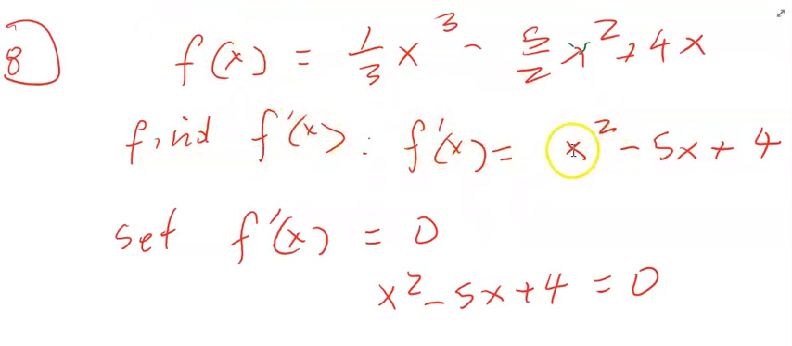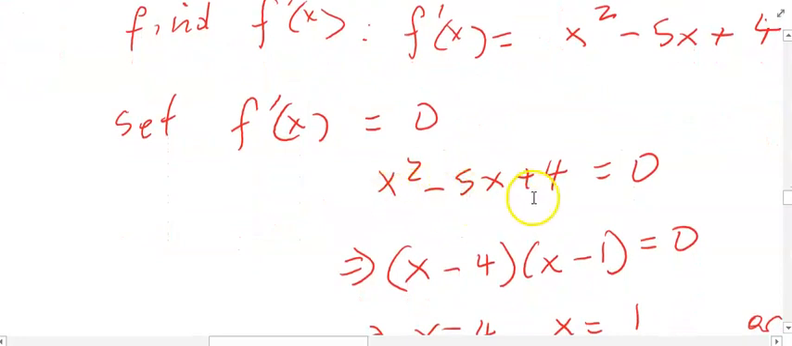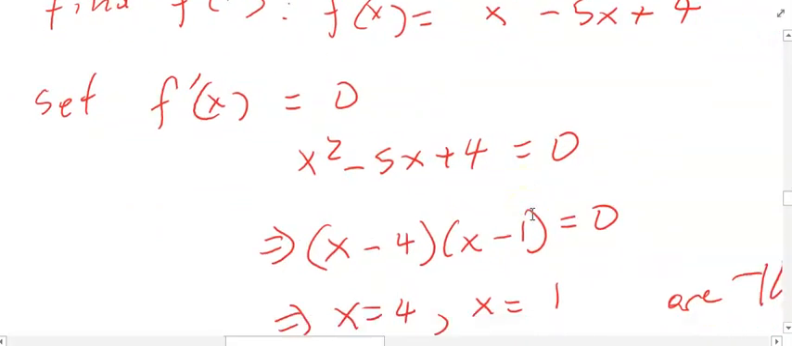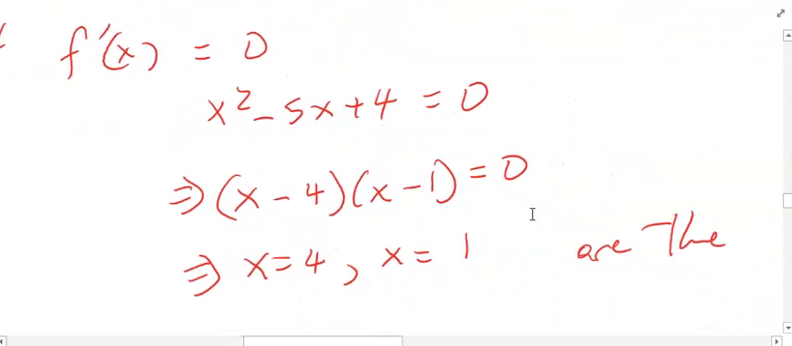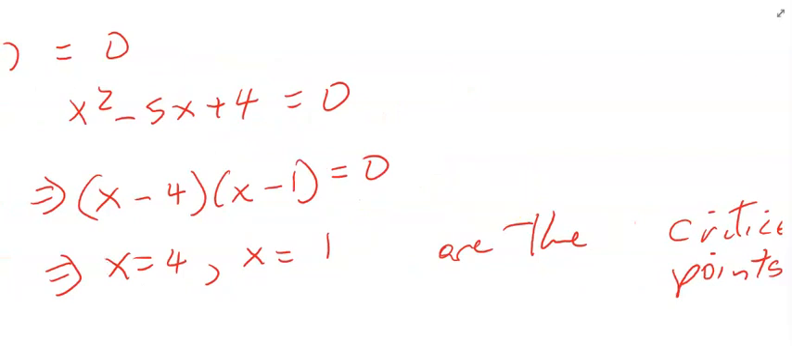In this case, f prime of x will be x squared minus 5x plus 4 using the power rule. We set f prime of x equal to 0, setting the derivative equal to 0: x squared minus 5x plus 4 equals 0. Then we could factor it, or you could use the quadratic formula if you wanted to, and you will get x minus 4 times x minus 1 equals 0. So x equals 4 and x equals 1 are our critical values for that function.